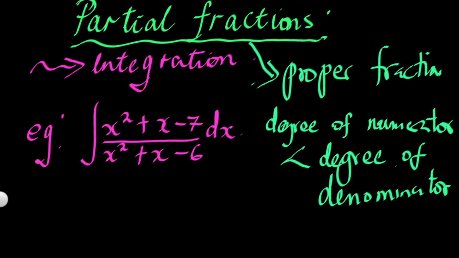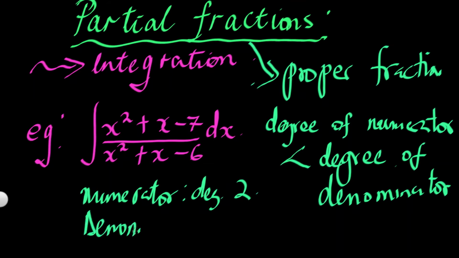If we look at our case, this is our numerator, x squared plus x minus 7. The degree of that, what we call the degree of a polynomial, is the highest power of the variable. So in this case, the highest power of x is 2. So the numerator here is degree 2. Then we go to the denominator. The denominator is degree 2 again. Then we have an improper fraction here. So this whole fraction that we have here is improper.